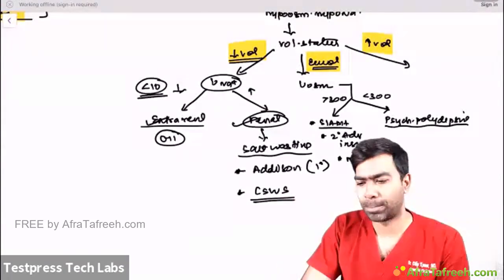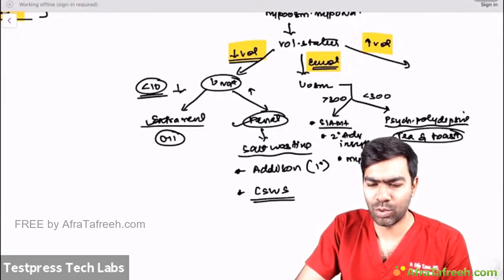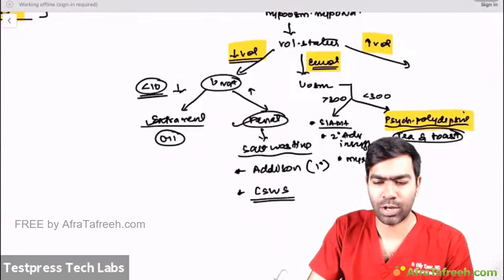Psychogenic polydipsia. Or probably in Western textbooks, they'll give something called a tea and toast diet. That's a low solute diet which can cause that. But usually in exam, this scenario means it's psychogenic polydipsia only.